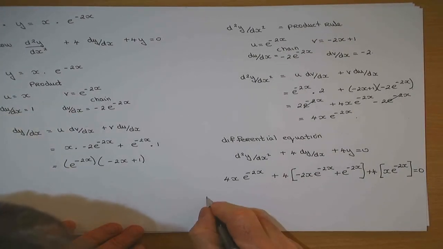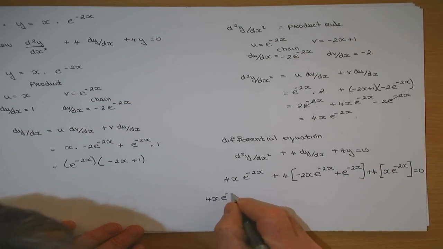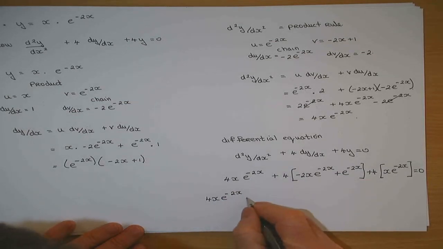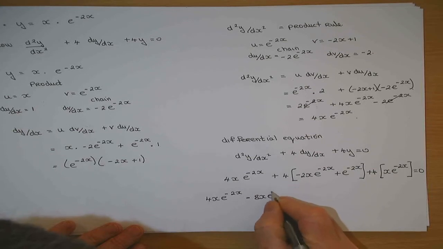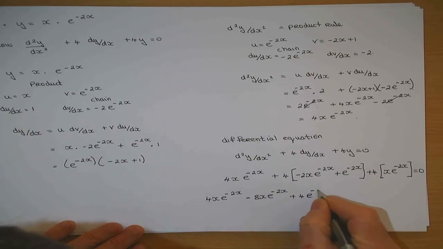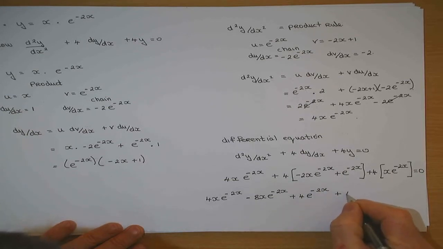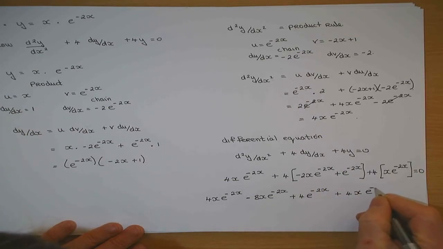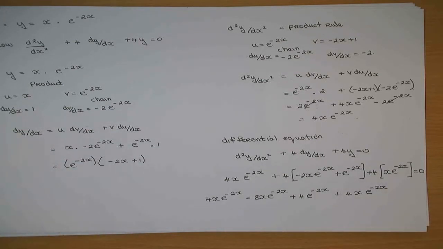So what have I got here? 4x e to the minus 2x minus 8x e to the minus 2x plus 4 times e to the minus 2x plus 4x times e to the minus 2x. And does that give me 0? No. Alright. Have I left out something? Oh my God. Where did I make a mistake?